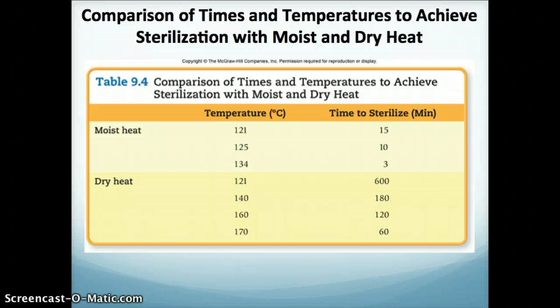So this next table shows how long it would take for sterilization and at what temperature when we look at the difference between moist heat and dry heat. And you can see from this chapter, moist heat is much more efficient at a lower temperature and for a shorter amount of time. So that moisture plays a role at high heats that will actually sterilize much quicker.